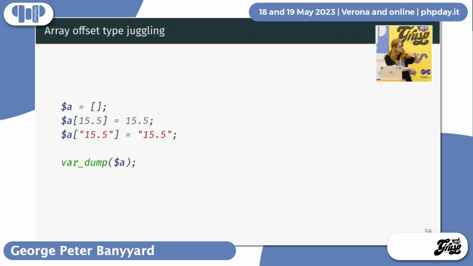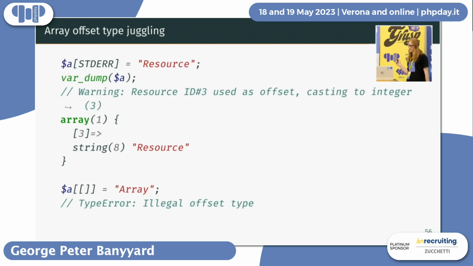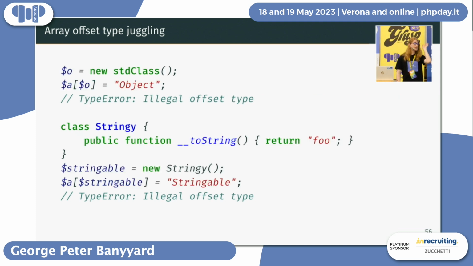Floating point numbers do something kind of weird. At the moment, if it's an actual float, it gets converted to an integer with a deprecation notice, but if it's just a string, you just get the key as a string. That one's somewhat reasonable, I find, compared to this conversion. You can also use resources as array offsets, which is not very consistent, but whatever. Now, back to somewhat sane things: you can't use an array as an offset, and you can't use an object as an offset, even if it implements Stringable. That makes me happy.